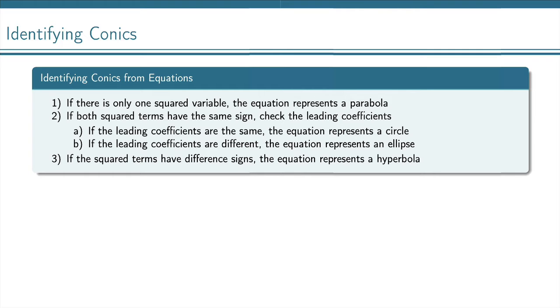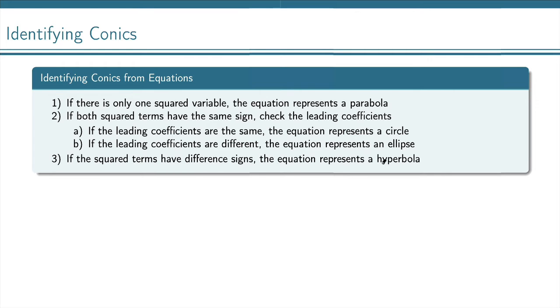And by leading coefficients, I mean both positive or both negative as well. If they are different but they have the same sign, then we know that we're looking at an ellipse. Remember, same sign. So like with an ellipse, you're adding the two terms. They're both positive. If they have different signs but both are squared, that's a hyperbola.